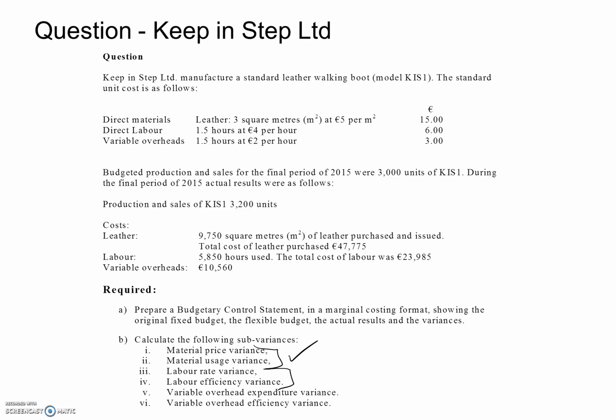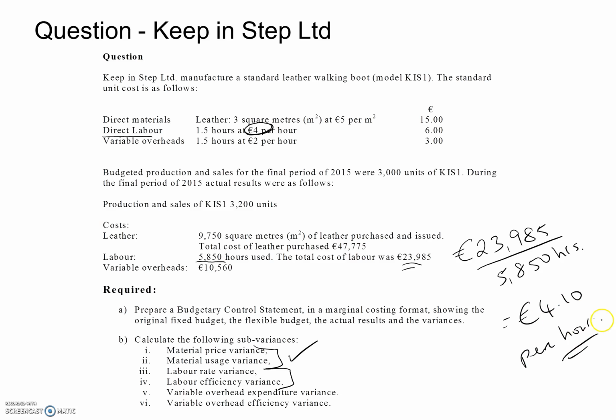So let's have a look at that. Direct labor, the original budget or standard price was €4 per hour. The actual number of hours, 5,850 hours were used, and the actual price, well, we paid €23,985 for 5,850 hours, so that would work out at a price of €4.10 per hour. So that there is the actual price for labor.